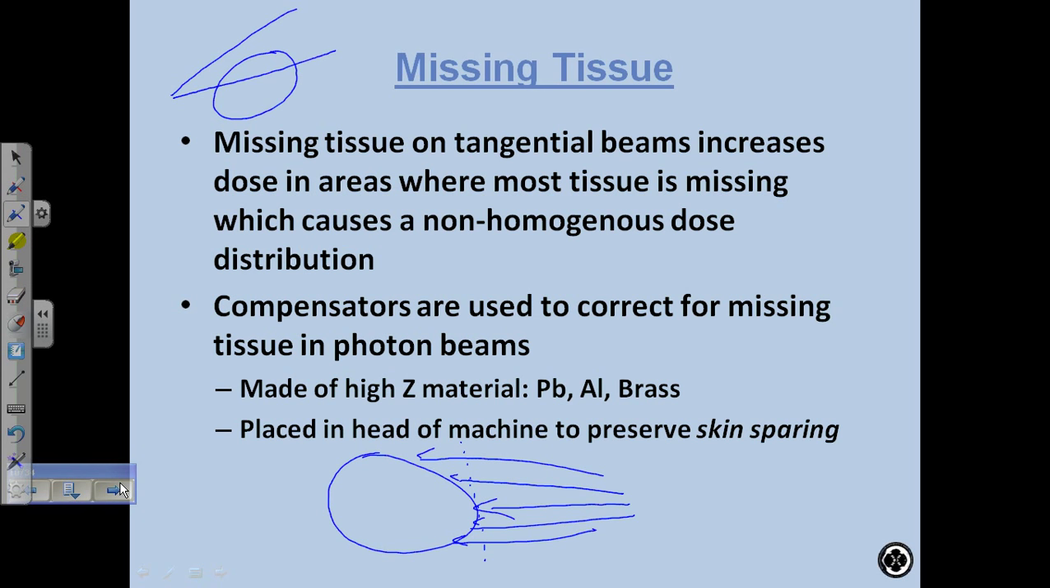So what this bullet says is that this area right here receives the least dose because it has the most tissue that it has to go through. And this part here receives the most dose because it has very little tissue that it's going through. Okay. So tangential beams tend to create isodose lines where there's a hot spot here, and there's cold areas here. And what we do to correct for this, to make it even, so that we don't get hot spots and cold spots, is we can use compensators. Okay, and compensators are made of high Z material, such as lead, aluminum, or brass, and they're placed in the head of the machine to preserve skin sparing.